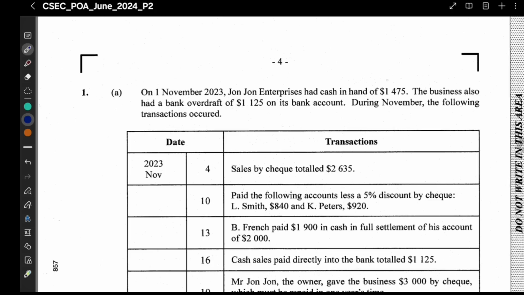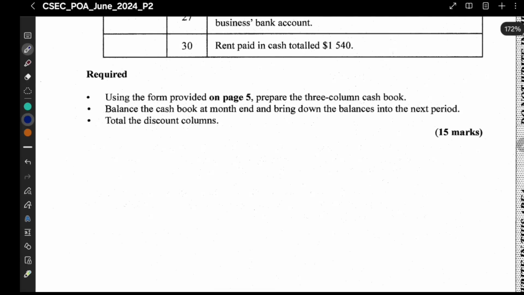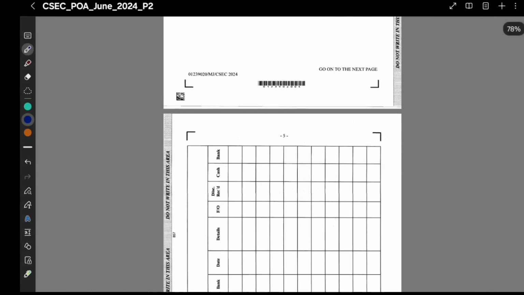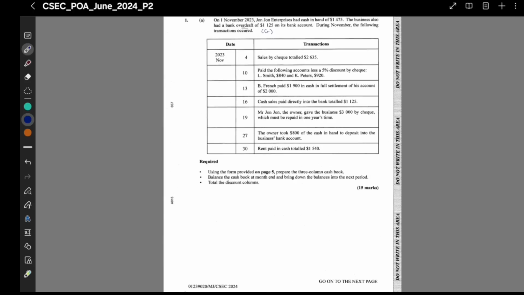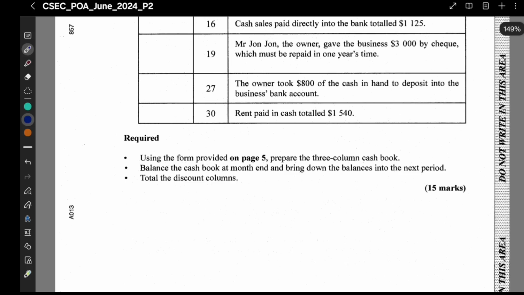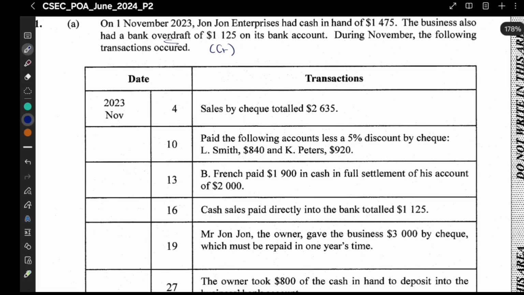So they had cash in hand, so this is a debit figure. And we have an overdraft. An overdraft means that you owe money to the bank. So this will be a credit figure. Anyway, using the form provided on page 5, so this is page 4, this is page 5, and this is the form. Basically, it's a cash book. Prepare the 3-column cash book. Balance the cash book at month end and bring down the balances into the next period. Total the discount column. So basically, you have to prepare the entire cash book and not just the transactions.